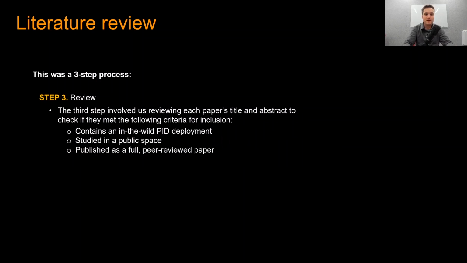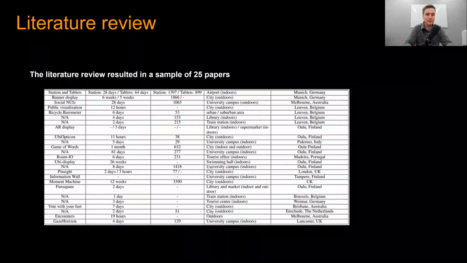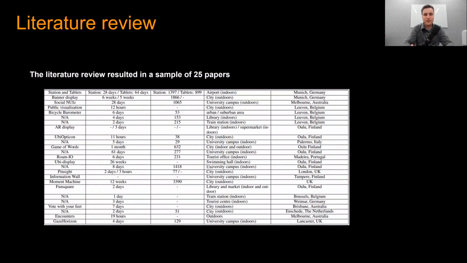While the search allowed us to greatly narrow the list of papers down, not all papers in this list were relevant. We were specifically looking for papers that contained an in the wild deployment, were studied in a public space, and published as a full peer-reviewed paper. This was to ensure that there were enough details for us to work with. Our literature review resulted in a sample of 25 papers. While the papers all had their own specific objectives, they all offered some insights into their deployment.